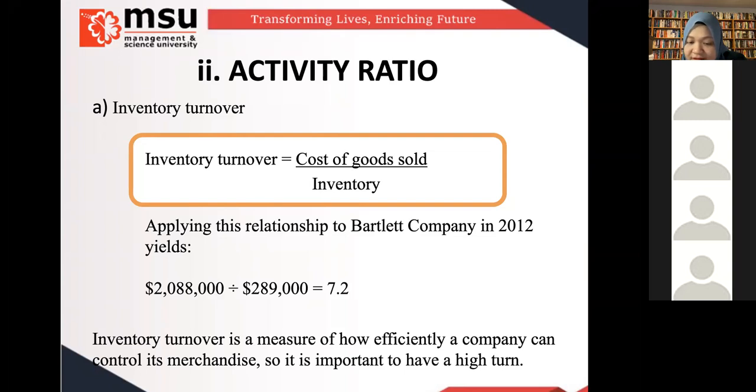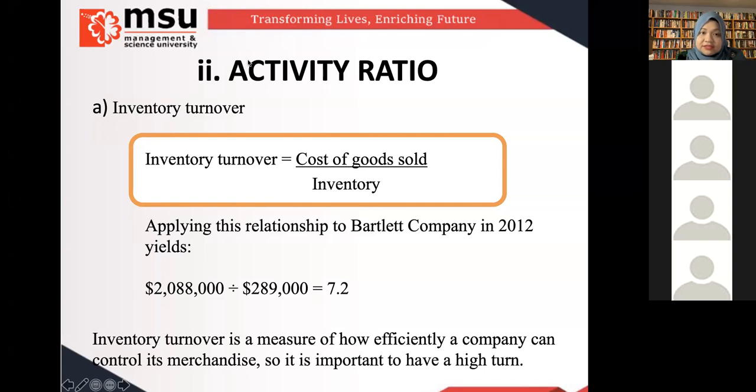Madam, is it restock? Restock? Yes, it's restock. How fast you will restock the new inventory? The inventory turnover is basically how fast the inventory in your store is able to be sold to customers, and then you restock the new inventory. So how fast, how many times does this happen in 1 year?